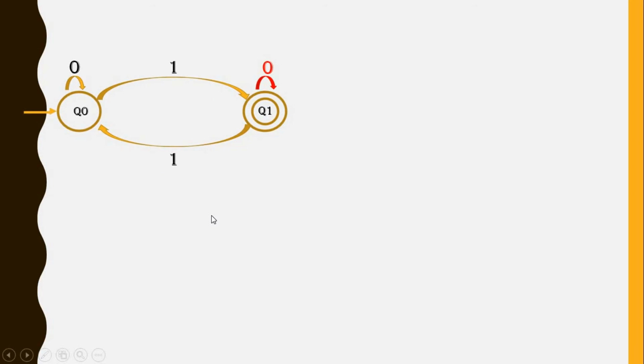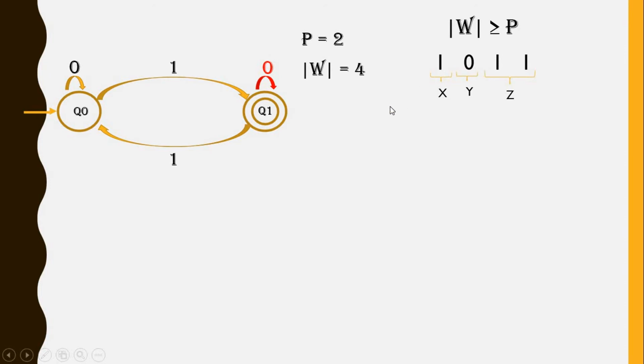Okay, let's look at the first example of this video to summarize everything we've seen so far. The length of P is 2, which is the number of states. Now let's choose a string which is long enough. It has length 4 in this case. So this is the string 1, 0, 1, 1. And the length of W is at least P. So the pumping lemma for regular languages applies, right? In this case, the Y part consists of a single 0.